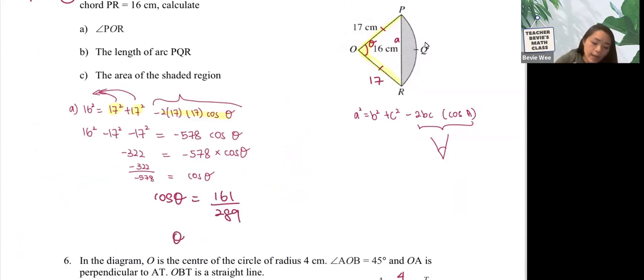And now I want theta. Cosine inverse, please help me double check that it is in degree mode, okay? And angles rounded off to 1 dp. So this is 56.1 degrees. This is my angle. Okay, but you have to write the intermediate answer there. All right.